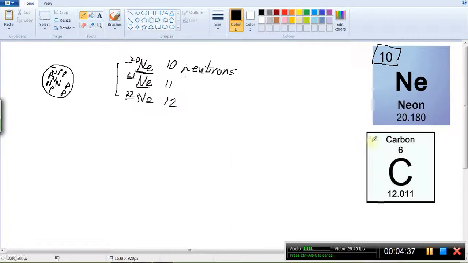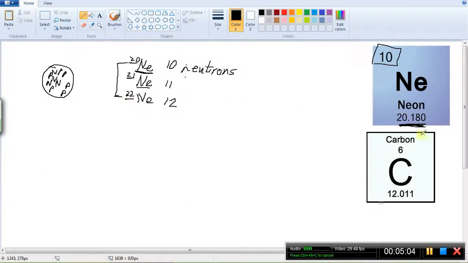So now you might be asking, well, Mr. Shell, neon, I thought, look at its atomic mass on the periodic table, says it's 20.180, and some of them have even weirder numbers than that. It's because not all isotopes in nature are of the same abundance. So, if you look at all the neon that we can find, they're not equal amounts of neon 20, 21, and 22. They're different percentages of each in nature.